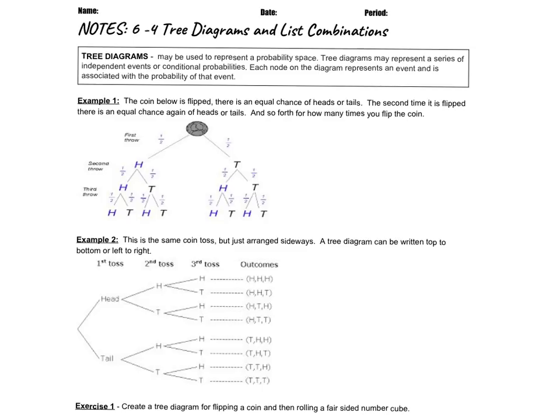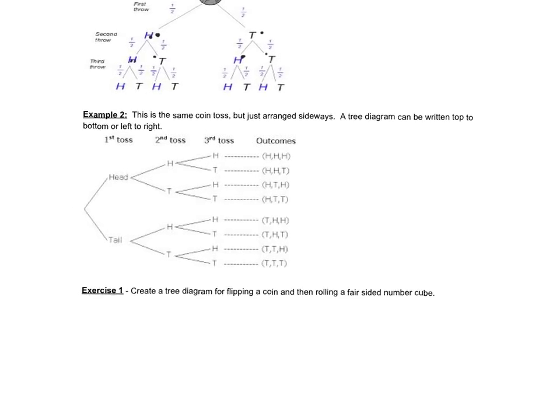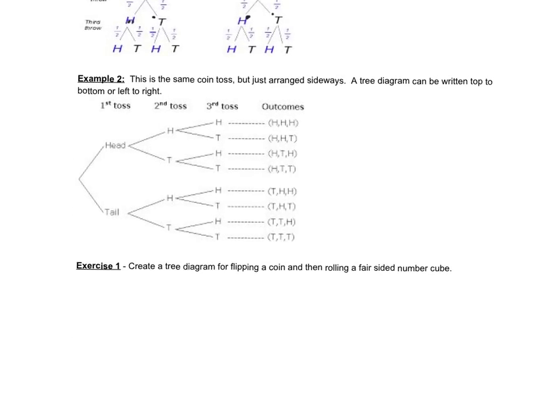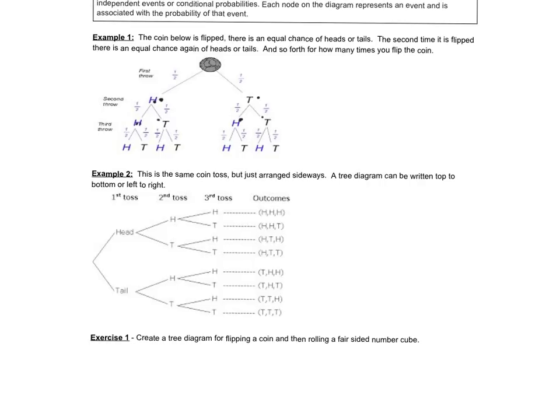So they flipped the coin once, and they had the option of heads or tails, right? Okay, well, I got heads on the first one. I flip it again, I have an option of heads or tails. Or if I got tails, I had the option of heads or tails on the second one, right? It's just going to keep on going. In example 2, this is the same coin toss, but arranged sideways. This way, it's going up and down. This way, it's going sideways. Okay? These are tree diagrams.